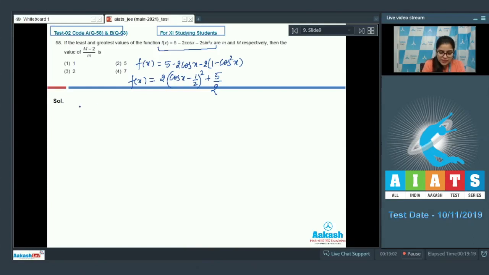So for getting the minimum value of the given function, cos x should be 1 by 2, that is possible.